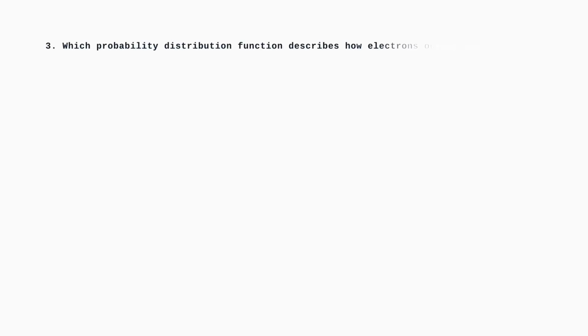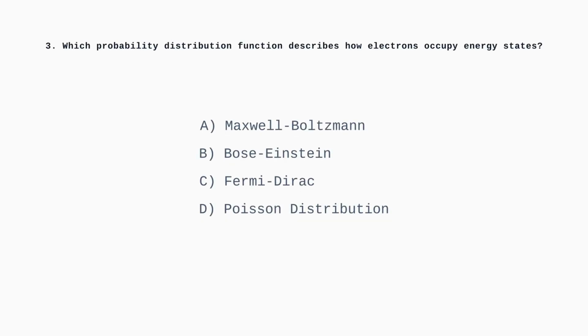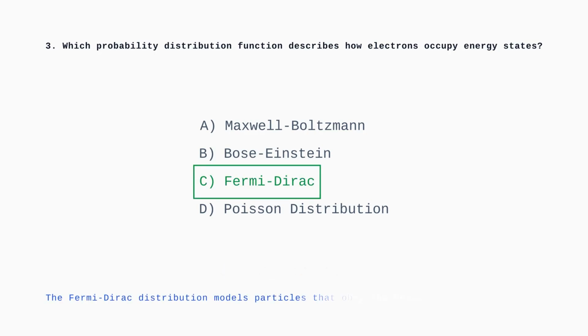Question 3. Which probability distribution function describes how electrons occupy energy states? The Fermi-Dirac distribution function determines the probability that an available electron state is occupied at a given temperature.